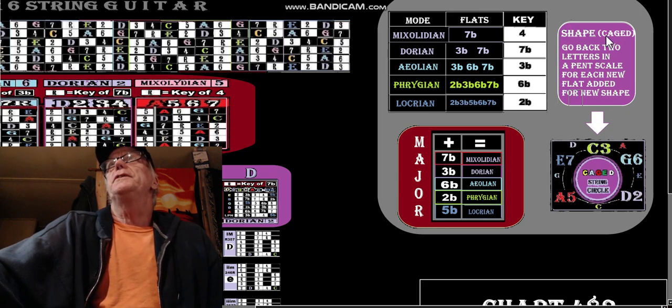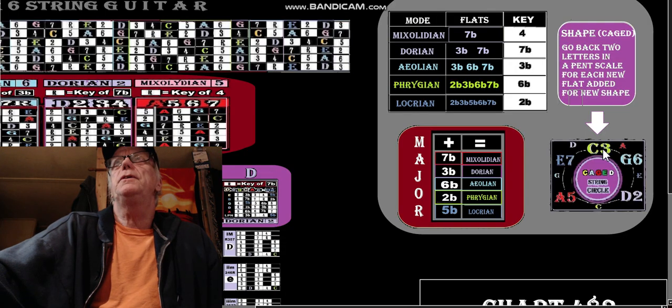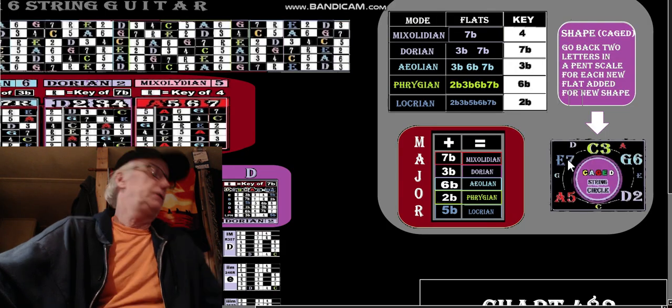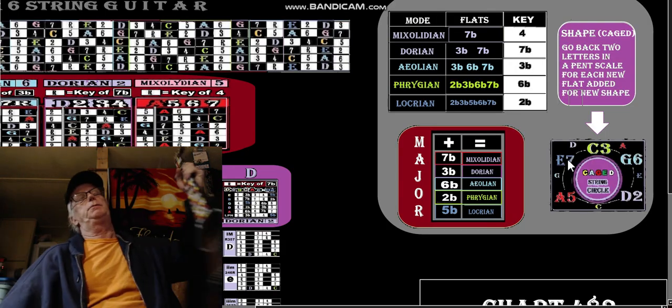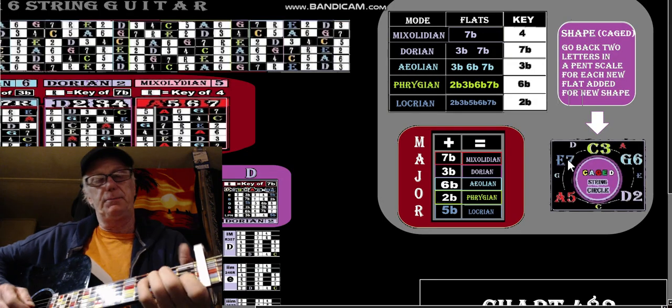Now here's the rule. The cage shape: go back 2 letters in a pent scale for each new flat added. Okay, so for 7 flat, the shape is the 4th, because E is the 4th. The shape of the 4th is the E shape. Here's your C shape.